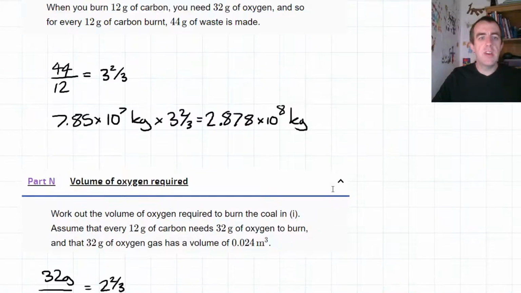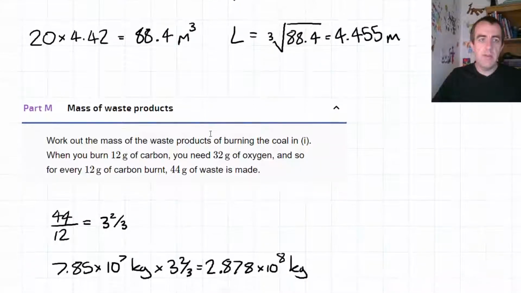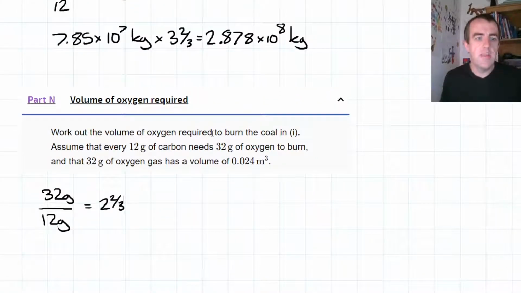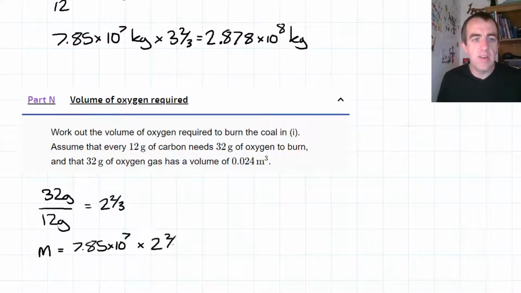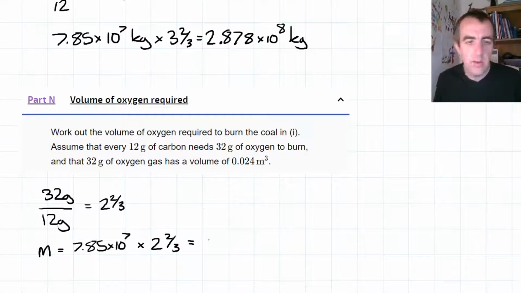So let's work out the volume of oxygen needed to burn the coal in I. That was the mass of the carbon. So let's multiply that by the carbon to find the mass of the oxygen. So the mass of the oxygen we need is going to be 7.85 times 10 to the 7 multiplied by 2 and 2/3. So we're going to need 2.09333 and so on, times 10 to the 8 kilograms of oxygen.